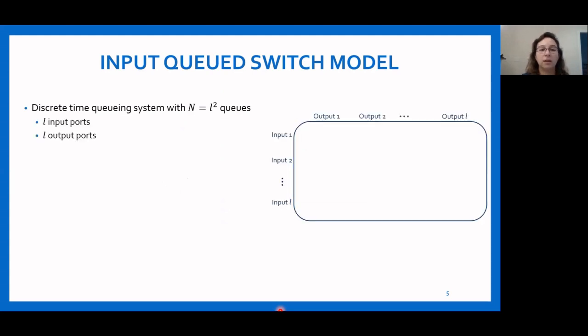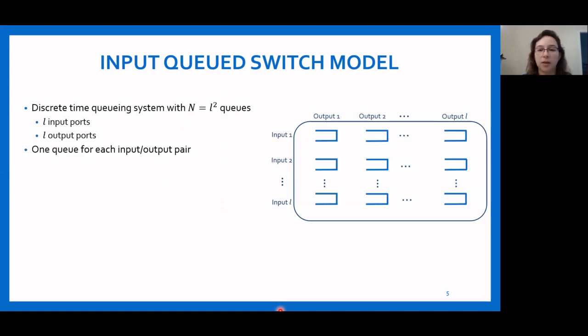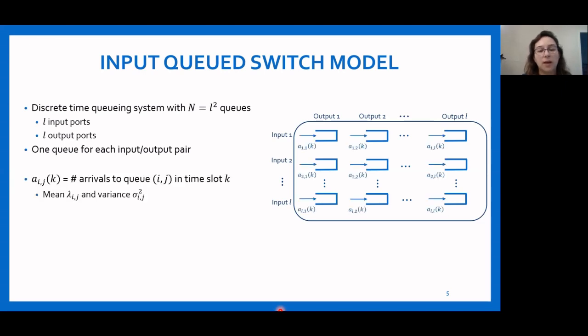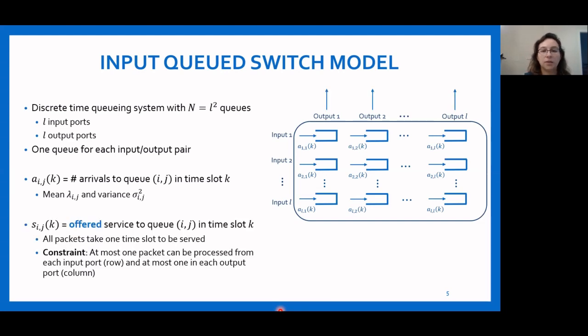In order to present what's the generalized switch, I will start with an input queued switch, which is an ideal model for a data center network. So an input queued switch is a discrete time system where the number of queues is a perfect square. There are L input ports and L output ports, and each input-output pair has a different queue. Each queue has a different arrival process that might be correlated or not with each other. And the service occurs at the outputs. Every packet that arrives has the same size, which is equal to 1. And in each time slot, we can serve at most one queue from each input and from each output.